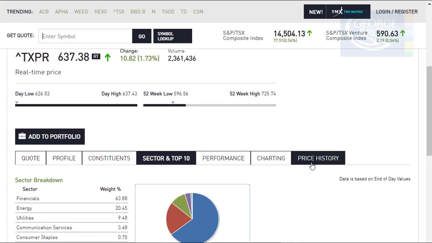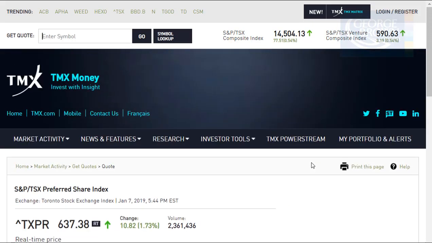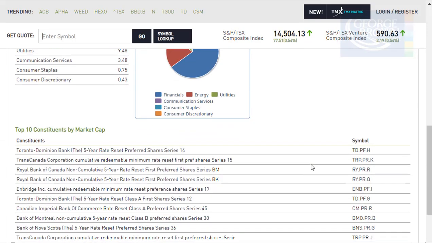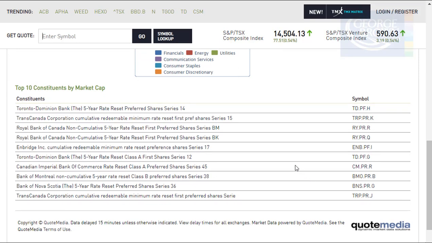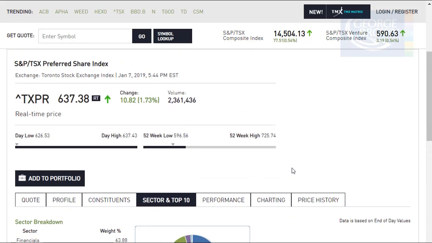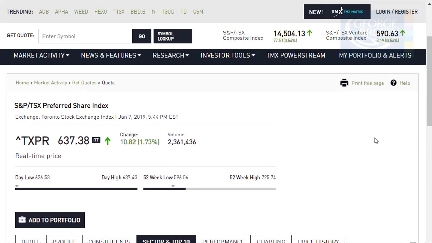Okay, so that's just showing you that preferred shares are issued. They can be cumulative, non-cumulative. They can be redeemed in some cases, as we looked at with that TD Bank preferred series, and that there are in fact preferred share indexes, which is a sub-index of the S&P TSX. Okay.